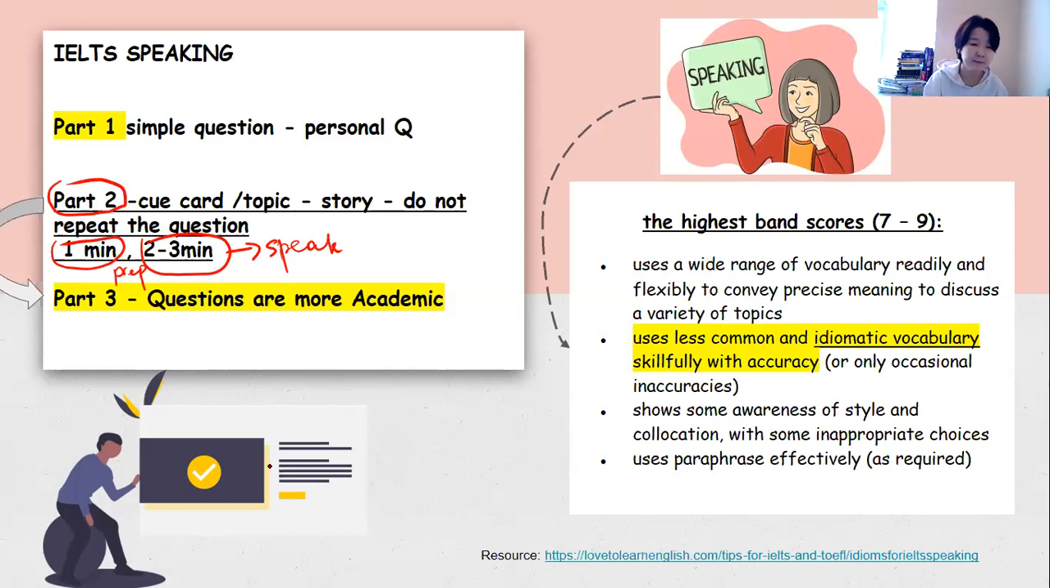Okay, then part 3. Part 3 has somewhat more academic questions. In part 2, there is a certain topic, which is why it is sometimes called a topic card. Let's say your favorite cafe or restaurant. Please describe your cafe or restaurant. Where is it? Why do you like it? Who do you go there with?